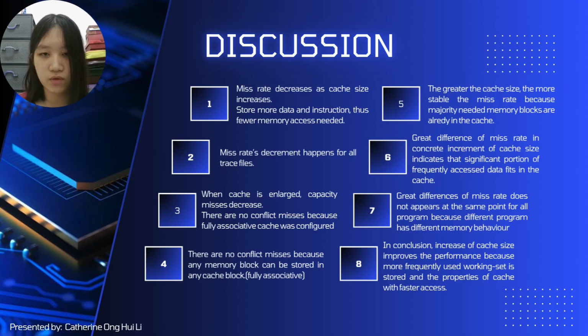Fourth, there are no conflict misses because any memory block can be stored in any cache block. Fifth, the greater the cache size, the more stable the miss rate because the majority of needed memory blocks are already in the cache. Sixth, the greater difference of miss rate in each increment of cache size indicates that a significant portion of frequently accessed data fits in the cache.